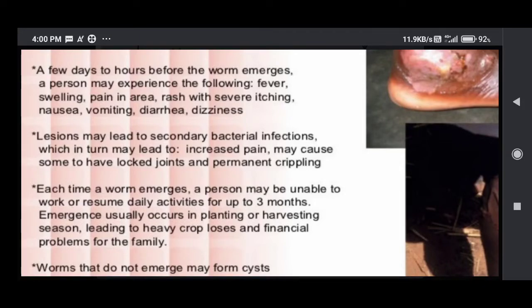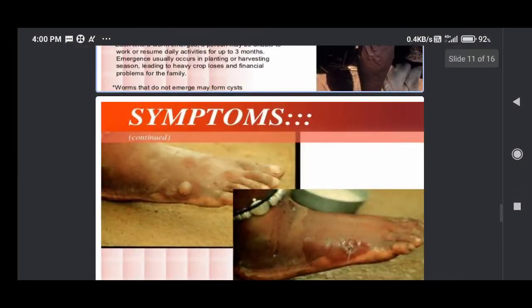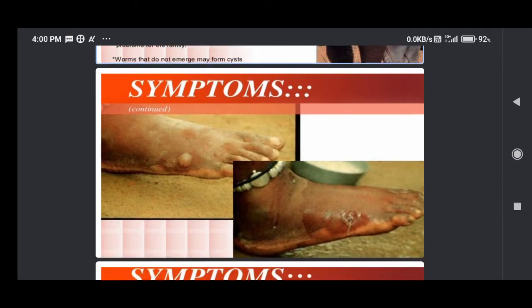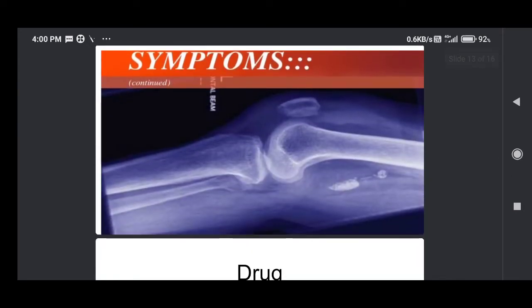A worm that does not emerge may form cysts. Generally there is no formation in the cysts, and the parasites do not come out. Here we can observe clearly a blister, and the blister was ruptured in the second picture. And the next one is symptoms. Here generally you can see the parasite which is below the thigh. So this is the knee area.